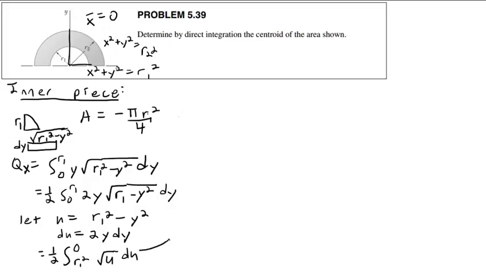All right. Then this will go here, and I will get 1/2, and this is just u to the 1/2, so we'll have u to the 3/2 and then 2/3, right? Any objections to that? Okay. And then r1 squared to 0.